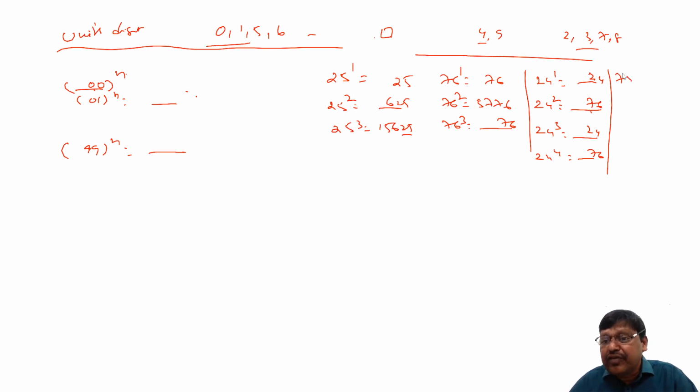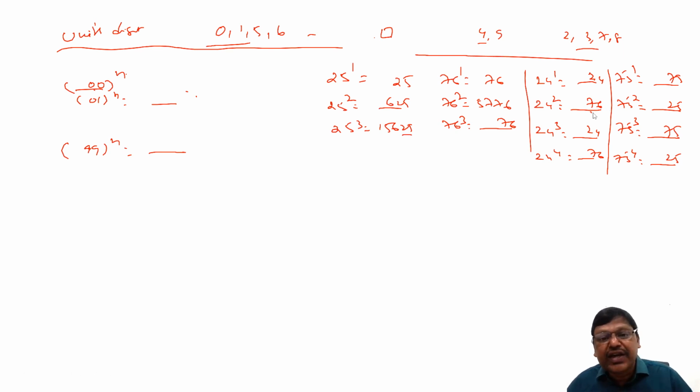And for 75 also, 75 power 1 is 75. 75 square is 5625, which means the last two places are 25. 75 cube again ends with 75. 75 power 4 will end with 25. So again you can see odd power, even power, there are two different cases.